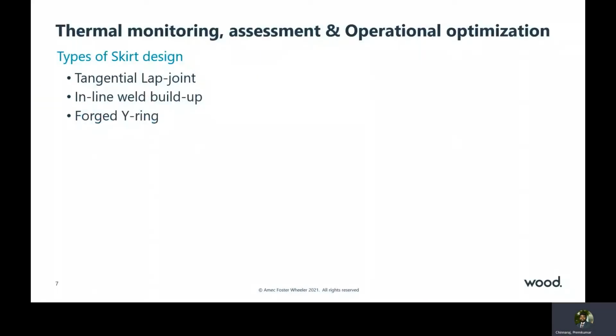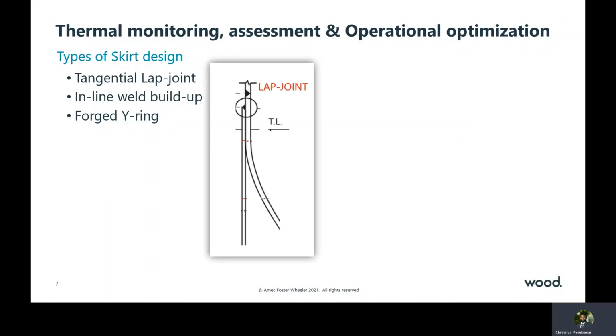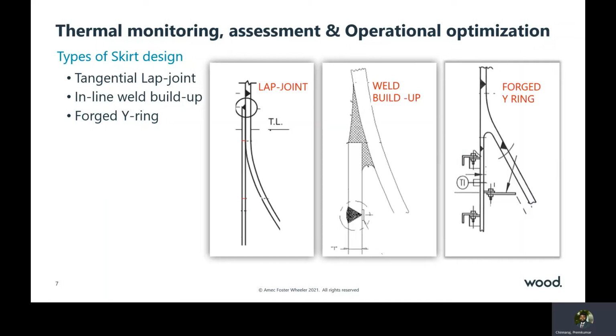Some of the common types of skirt design used in coke drums are tangential lap joint skirt, inline weld build-up skirt, and forged forging skirt. Selection of skirt junction type depends on a lot of factors that includes fatigue life requirements from the client, fabricator's experience, etc. During heating cycle, skirt will be relatively cooler than the drum, therefore it results in restraining the expansion of drum. Similarly, during quench, the skirt will be relatively hotter than the drum and tends to restrain from shrinking back to its original position.